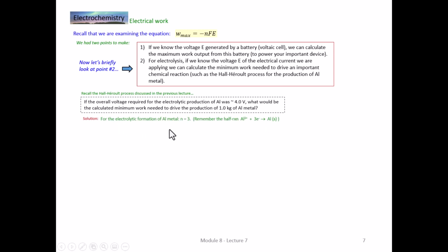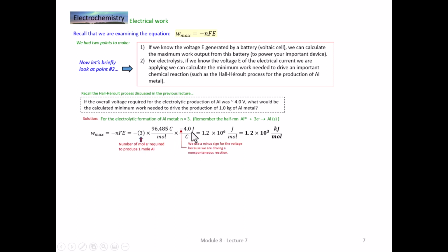If you recall, to do this we're going to have to reduce aluminum 3+ ions to aluminum metal. So we're going to need 3 moles of electrons for every 1 mole of aluminum. If we use our equation W max equals minus nFE, we put in a 3 for the number of electrons that we need. Remember, that would be 3 moles of electrons, the number of moles of electrons required to get 1 mole of aluminum.